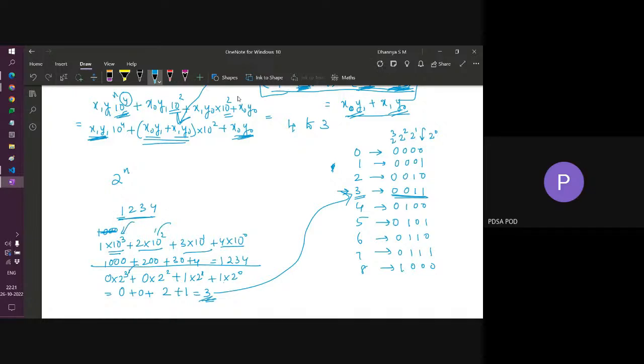All I'm saying is 0011 represents 3 in binary representation. Just take it for granted for now. Those who are not aware of binary representation, you can go back and refer to it in case you need to. Otherwise, you can just forget it also. That's okay. The point is, you have 4 here, right? This is 0, 1, 0, 0, because this is 2 power 2.